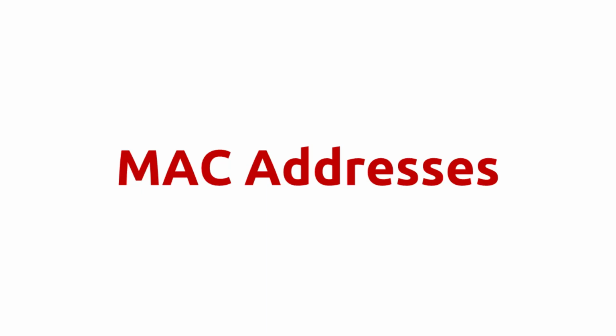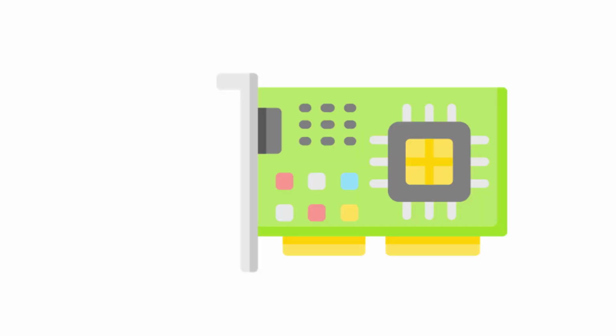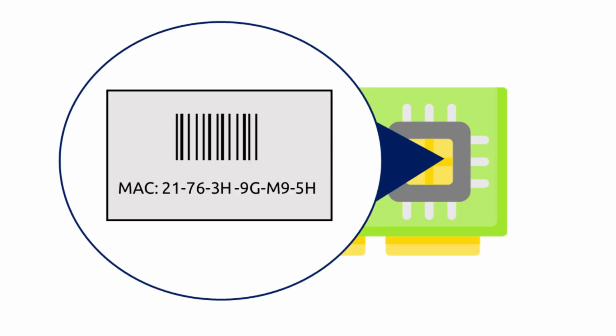MAC addresses. As explained in the last lesson, every computer or device has a network interface. This interface has a port that connects to cables and a unique identifier called a MAC, Media Access Control, address. MAC addresses help networks identify and track devices. This makes it much easier for it to send and receive information.